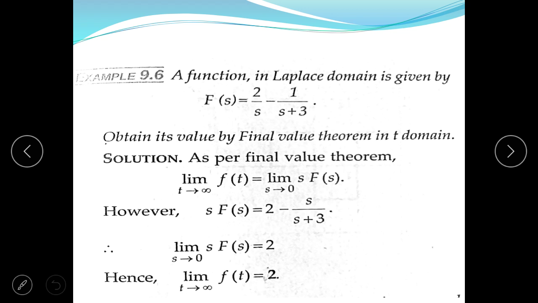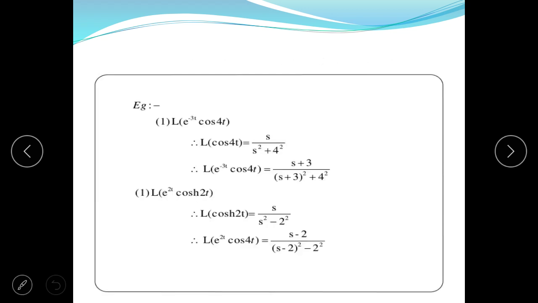Now in the next question, the Laplace final value of this function is 2. We have obtained it in the previous slide. Next is the Laplace of e to the power minus 3t cos 4t. So we have studied that the Laplace of e to the power minus at cos omega t is equal to s plus a upon (s plus a) square plus omega square. So we directly write it.